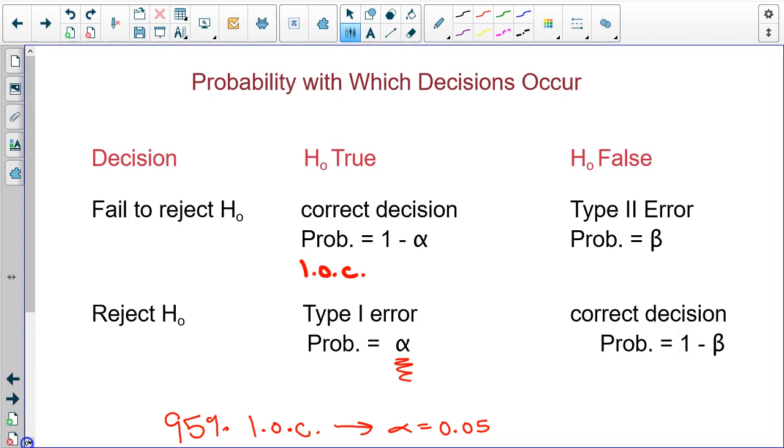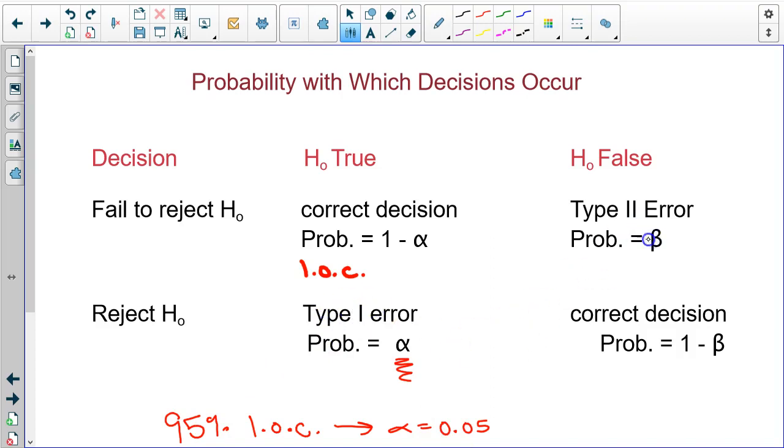Okay? That's why alpha is so important. So you want to keep your level of confidence high so that your alpha stays low, or vice versa. You want to set your alpha low, really small, right? So that your probability of making a type 1 error is less.